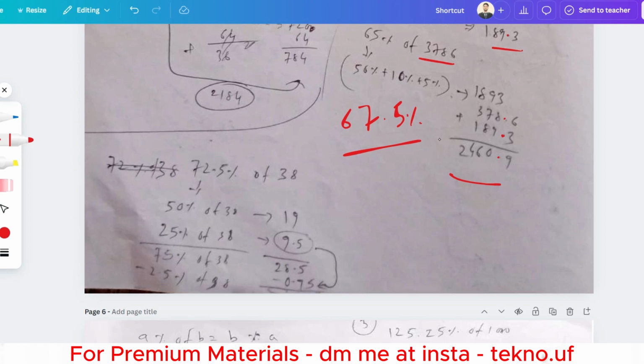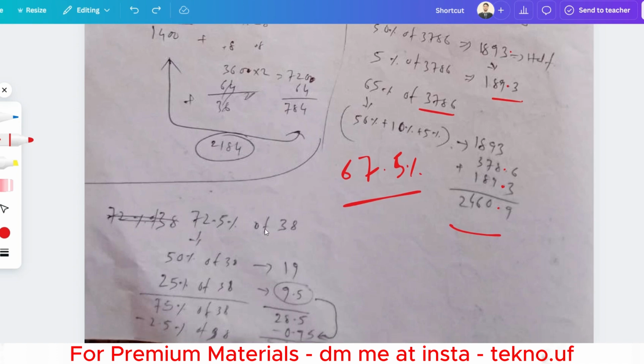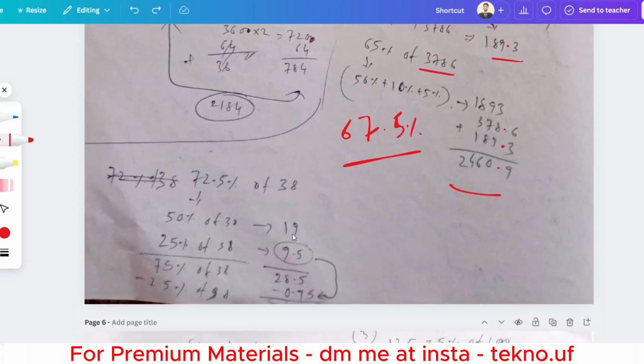So how to calculate 72.5% of 38? The process will be the same as I have told you earlier. You can divide this way: 50%, 25% and 2.5%. So 50 plus 25 is 75, minus 2.5 will be 72.5. So 72.5% of 38 will be what? Let me just take that.